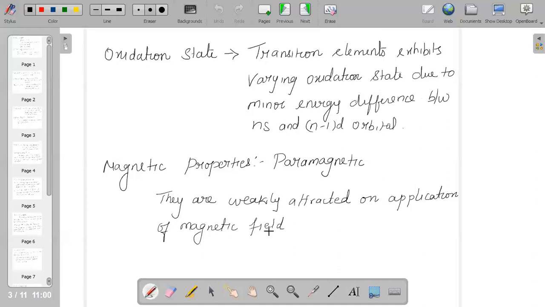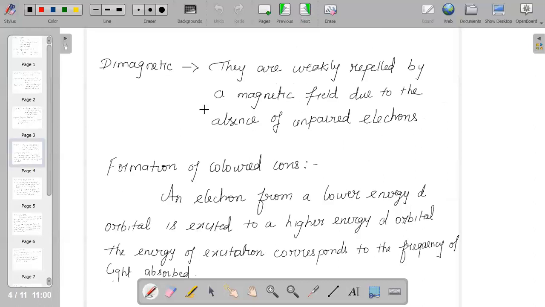And the magnetic moment of the element we calculate with the help of a formula. The magnetic moment is calculated as mu equals root of n into (n plus 2). So we use this formula to calculate the magnetic moment.